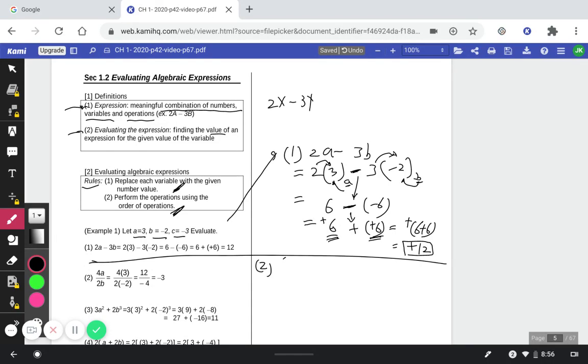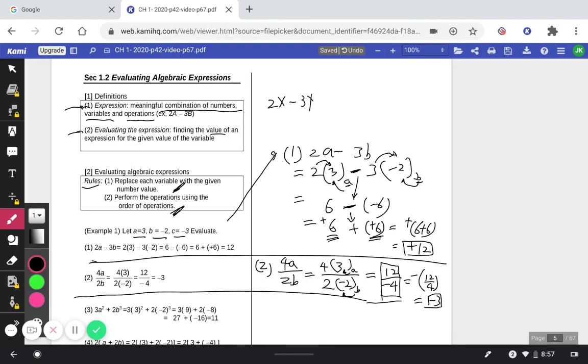Okay, number 2 is 4a divided by 2b. So 4 times parentheses indicating a value, substituting a value there, divided by 2 times parentheses indicating that you substitute the b value there. So a was 3, b was -2, right? Then you got 12 over -4. So now you have a division of signed numbers. You have one negative with 12 over 4, and end up with -3. Does everybody understand that?